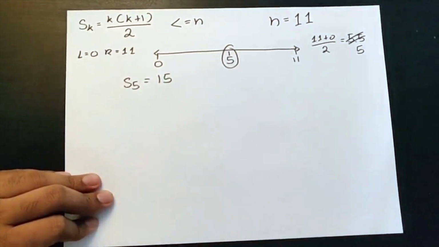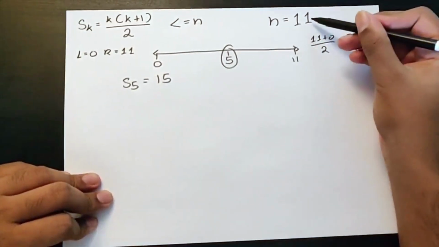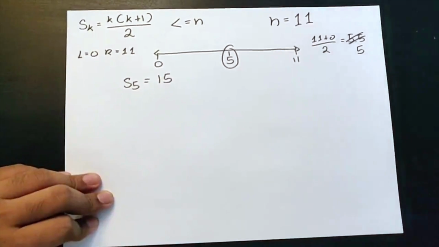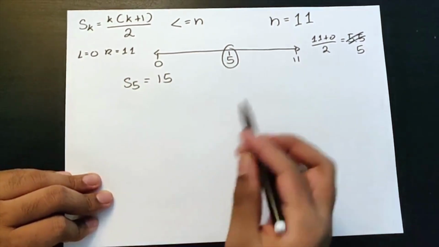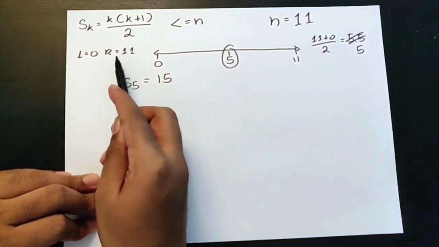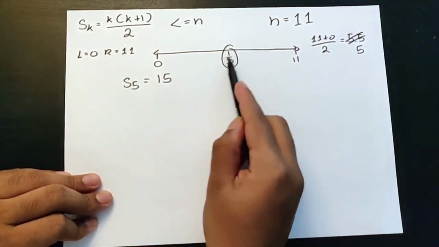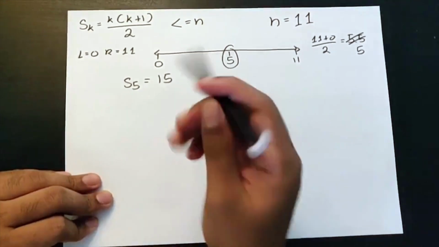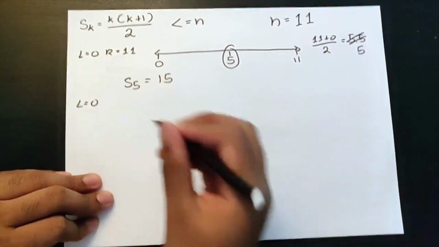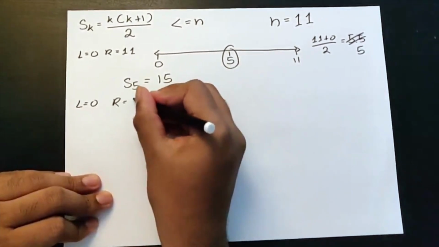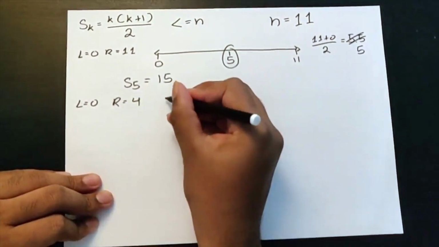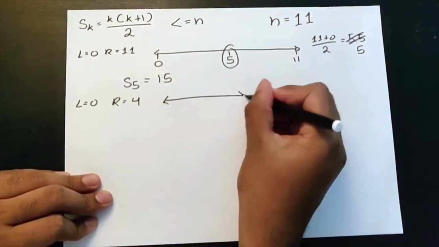So now 15 is actually bigger than n. We don't even have 15 coins. So now we need to go down. We need to look at lower values. So we're going to change the right to the middle number minus 1. So the left is going to stay the same, and our right is going to become 5 minus 1, which is 4. So now we're going to be looking from 0 all the way to 4.